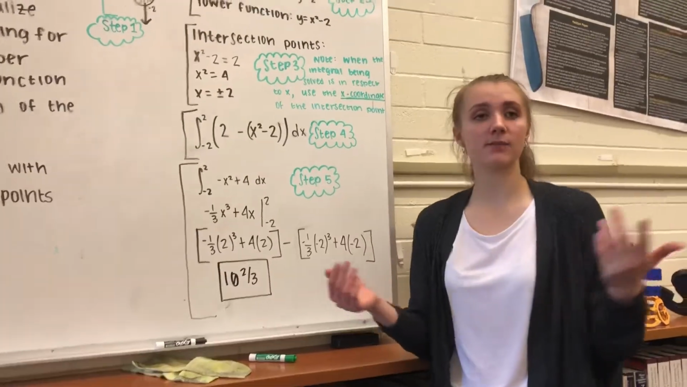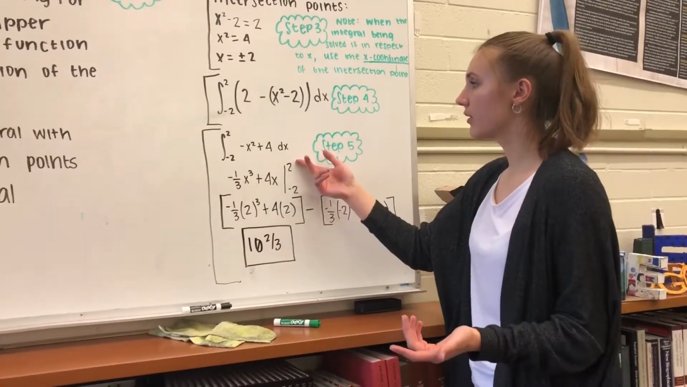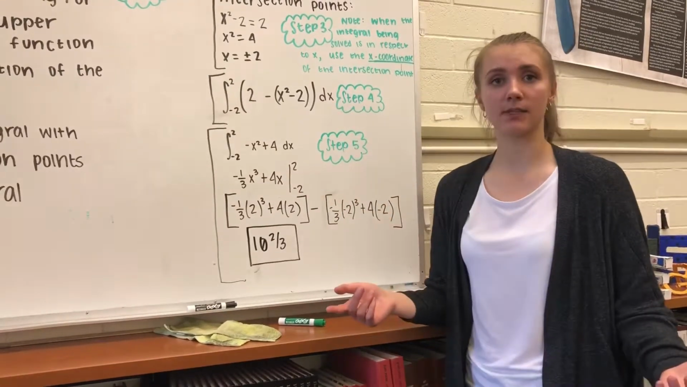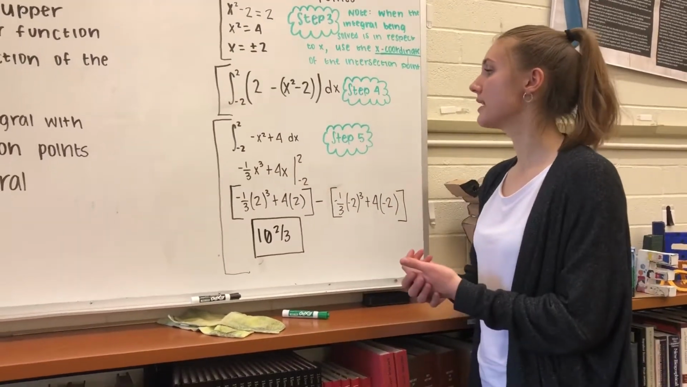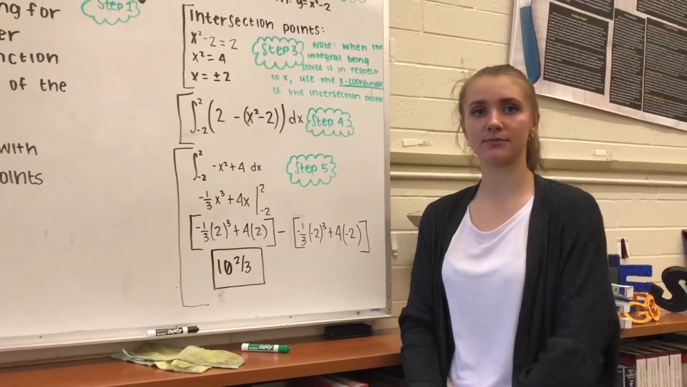And from there, it's very simple. We just solve the integral like you guys know how to. If we go through and solve the integral, find the antiderivative of 2 minus (x squared minus 2), we find the area of the region, 10 2/3.